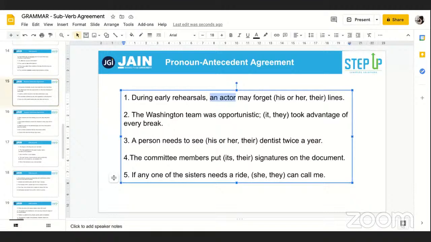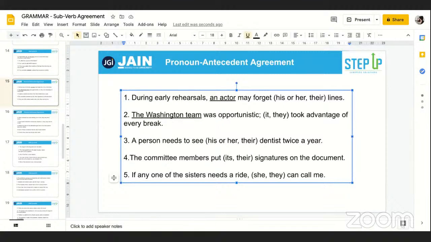Can we agree this is a subject? Yes, sir. We'll highlight the subject and everything, and then we'll come back to the answers. Sorry, it's his or her. An actor is the subject. We'll come back to that.